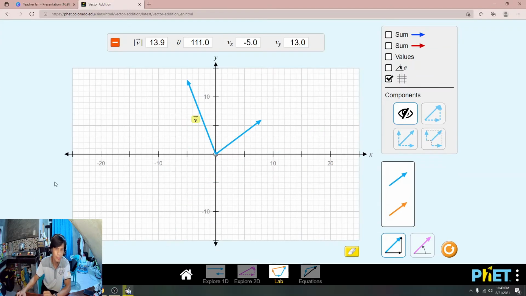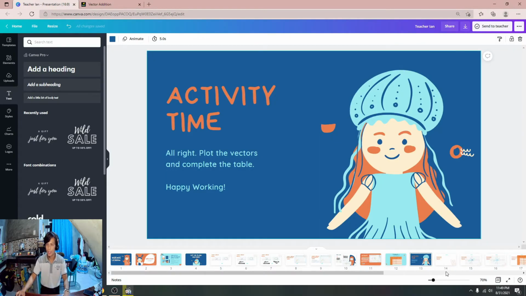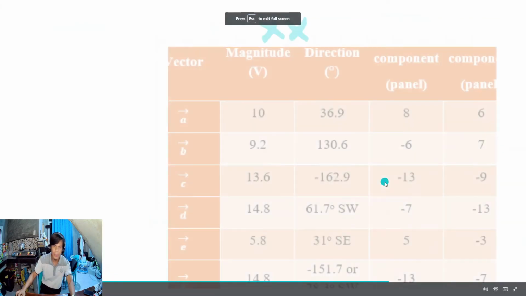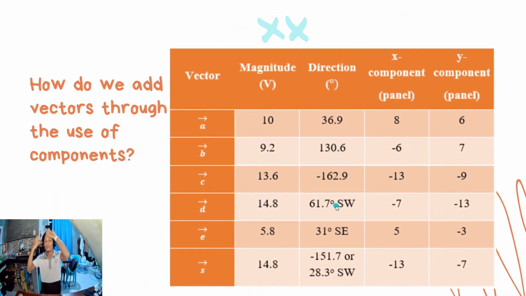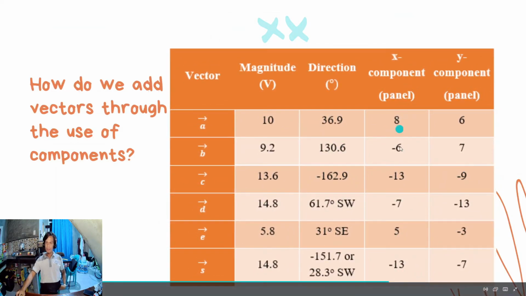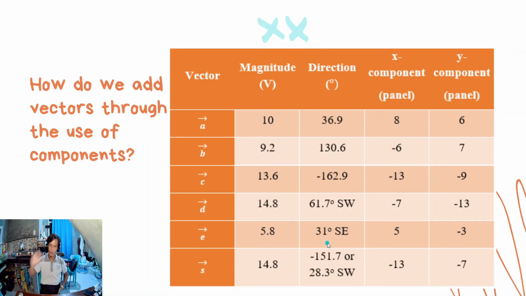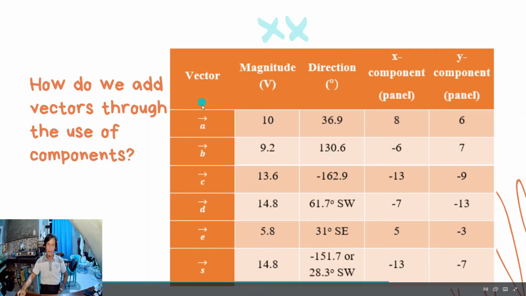Okay, let's go back. So on our presentation, the table will look like this. The sum of the x component is negative 13 and the sum of our y component is negative 7. Now we will use these values in order to determine the magnitude and the direction of our resultant vector. So how do we do that?